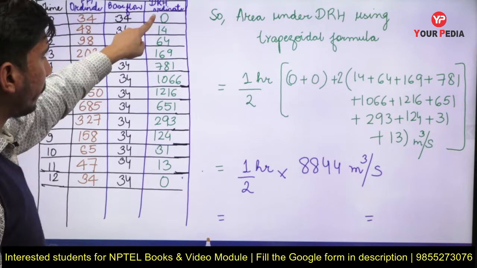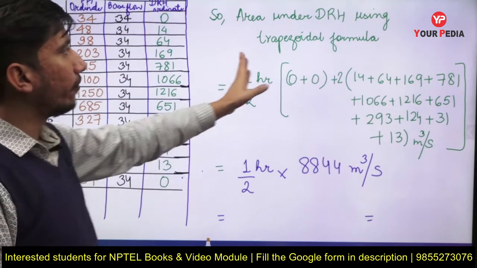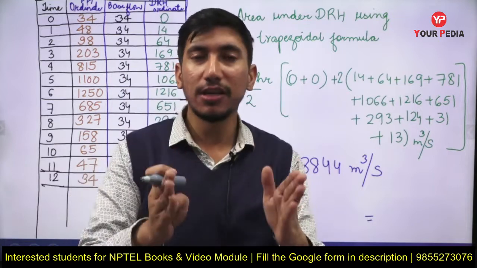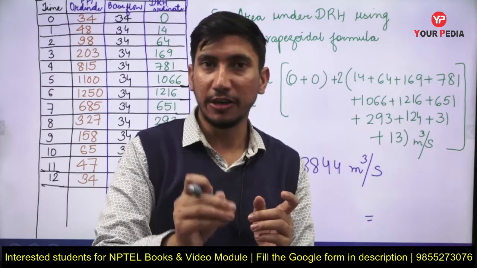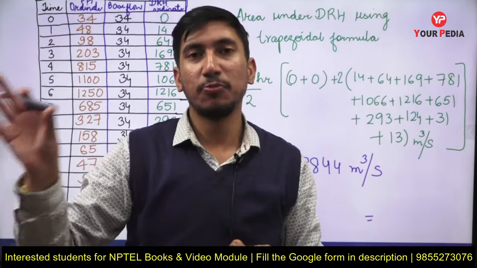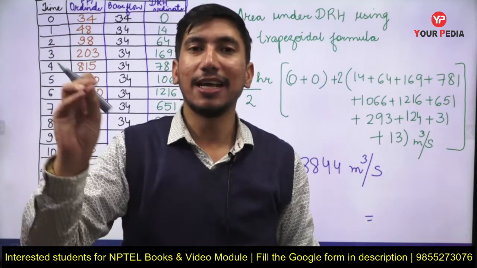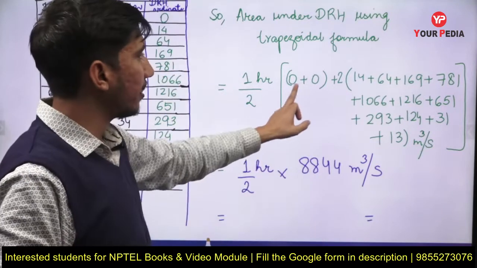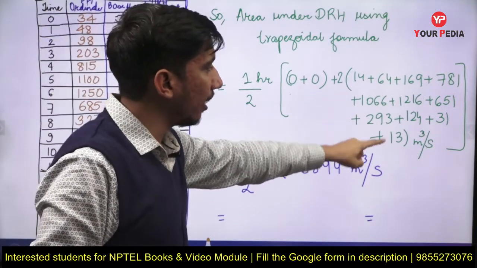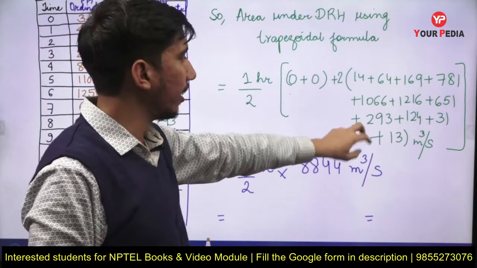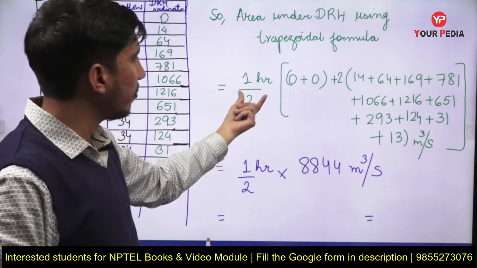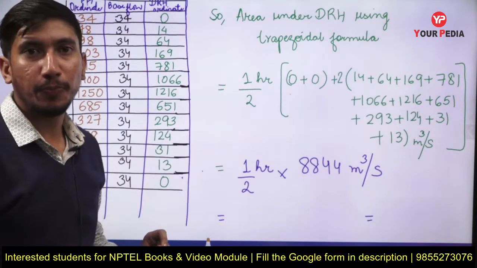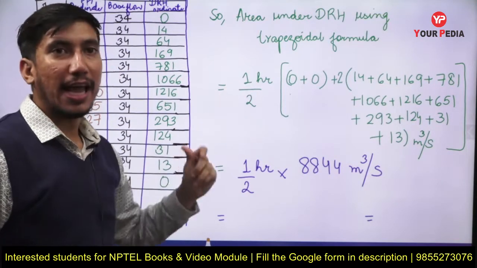Now I have to find the area under the DRH. So for that I'll use the trapezoidal formula. Now what is the trapezoidal formula? Whatever is the common difference or common interval, that divided by 2, will be multiplied by the first and the last ordinate plus the summation of the remaining ordinates multiplied by 2. And this will be multiplied by the interval. The interval is 1 hour divided by 2. This is my interval, h by 2.